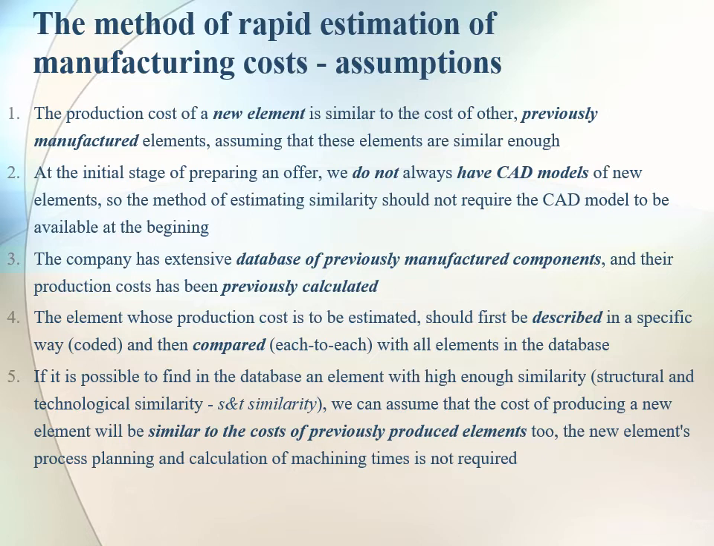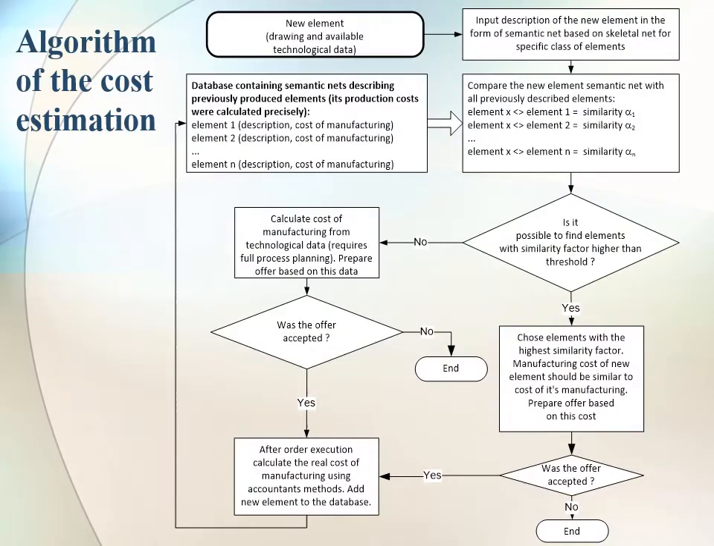Usually we don't have CAD models of new elements, and it's time consuming to prepare one, so we want to avoid this. But in order to use this method, we need the extensive base of previously manufactured components with calculated real production costs. And when we want to estimate a new element, we first have to describe it, to code it in some specific way, and then we search the database for similar enough elements, so we can say that if those elements are similar, their cost will be similar too.